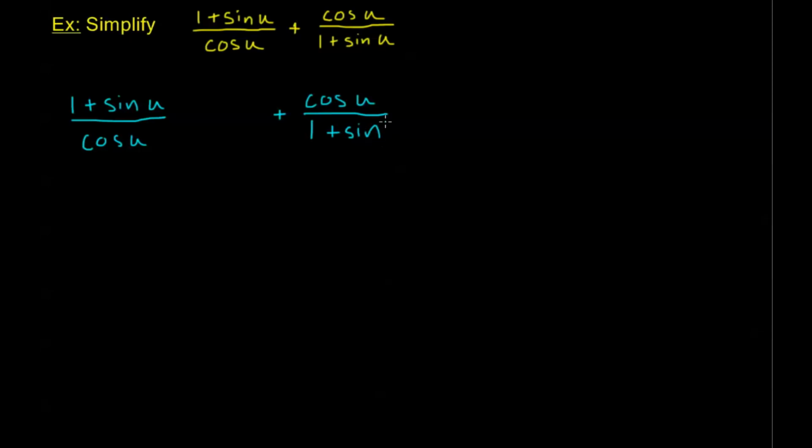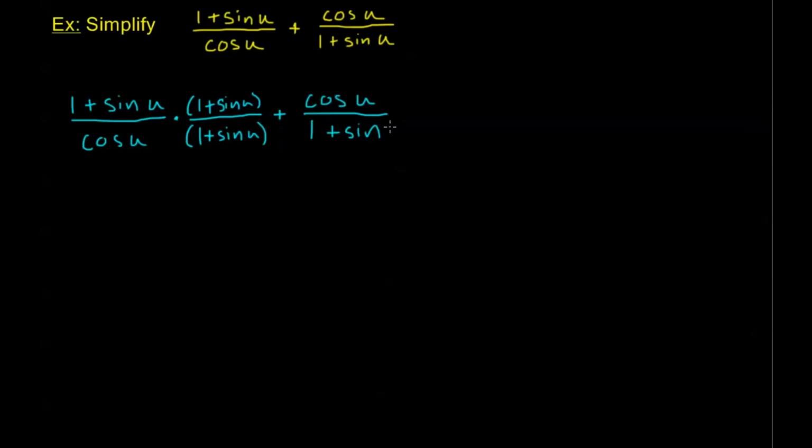Now I'm adding two fractions together. If we want to simplify this, really we should be trying to make this just one term. So our first step here, if we're adding two fractions, is to combine those fractions into a single fraction. Now that, of course, means we need to get a common denominator. So to this first fraction, I need to multiply the top and bottom by 1 plus sine of u over 1 plus sine of u.